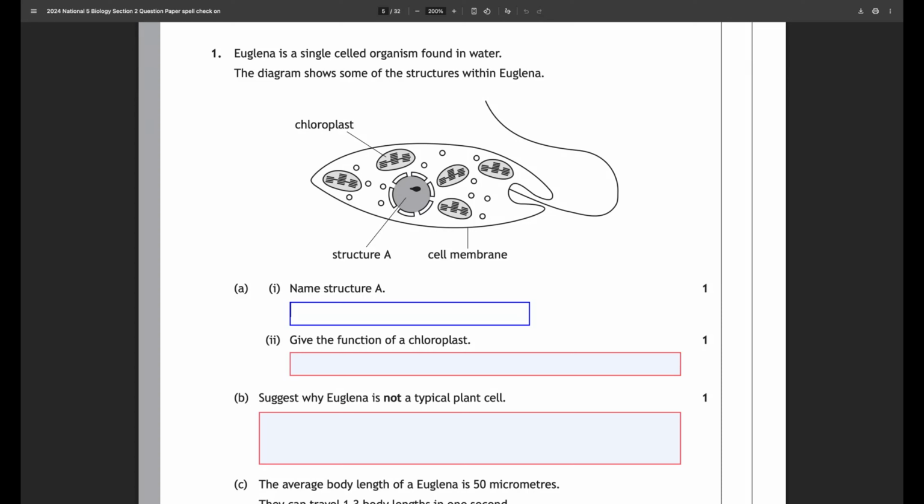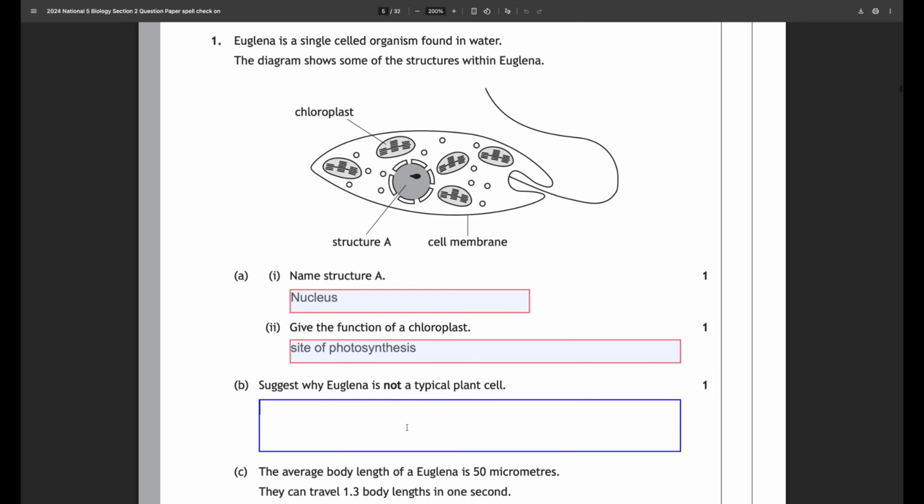So question 1, Euglena is a single-celled organism found in water. The diagram shows some of the structures within the Euglena. We've got the chloroplast, we've got the cell membrane, and we've got another structure A. You have to identify structure A, which is the nucleus. Okay, next one, give the function of a chloroplast. So again, this should be a straightforward one for you if you know your cell organelles and their functions. That is the site of photosynthesis for the chloroplast. Have a wee look at 1.1 in your cell structures and definitions if you're not sure about those 2.